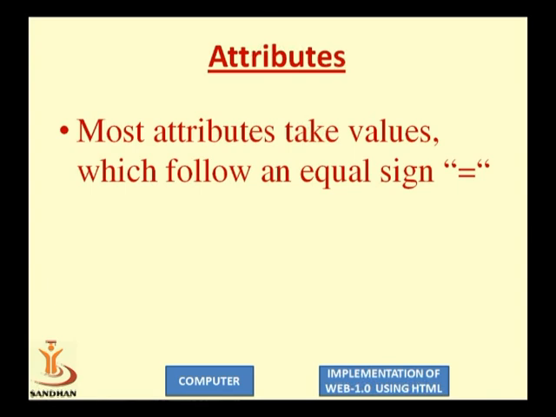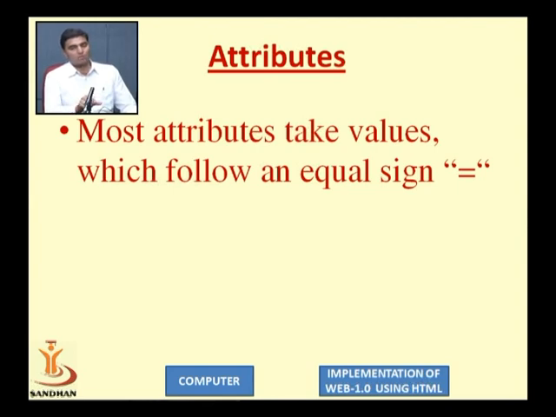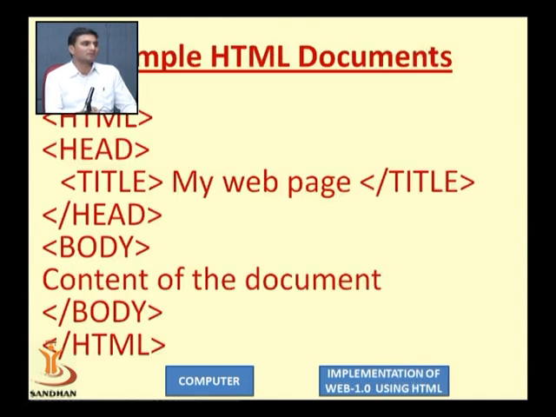Most attributes take values which follow an equal sign, right? Suppose you want to write size is equal to 12, so equal to is required to identify the size, right? So these are the characteristics of attributes.